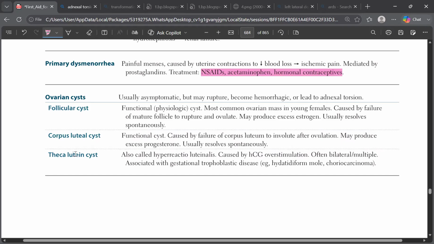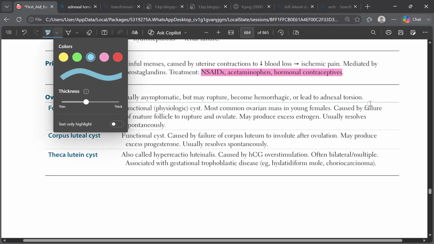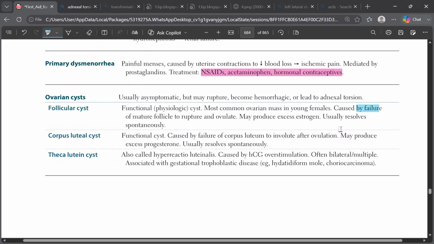There are three types of cysts that are discussed here. The follicular cyst, a functional or physiologic cyst, is the most common ovarian mass in young females. It is caused by failure of a mature follicle to rupture and ovulate. It may produce excess estrogen, and usually resolves spontaneously.